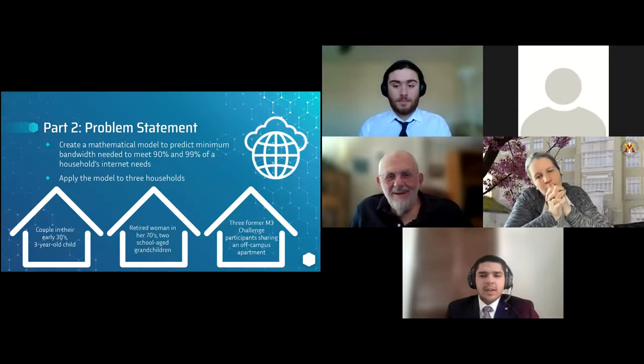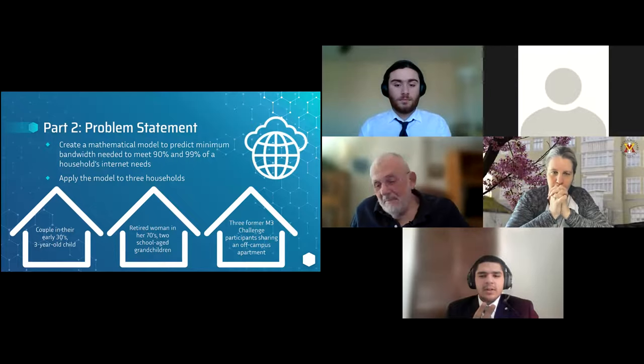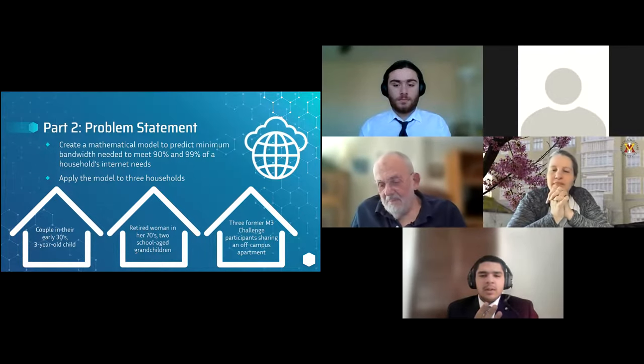In part two, bit by bit, we were tasked with creating a mathematical model to predict the minimum bandwidth needed to meet 90% and 99% of a household's needs. This model was then applied to three households: a household with a couple in their early 30s and a three-year-old child, a retired woman in her 70s living with her two school-aged grandchildren, whom she cares for twice a week, and three former M3 Challenge participants sharing an off-campus apartment while completing their undergraduate degrees and working part-time.